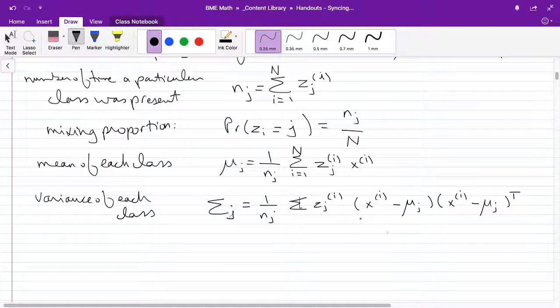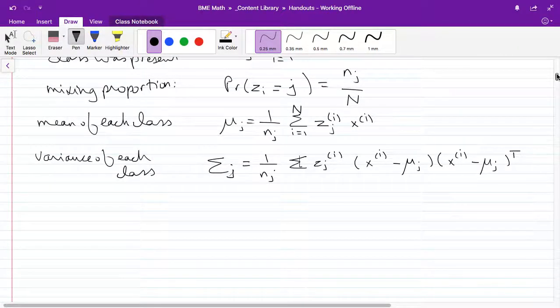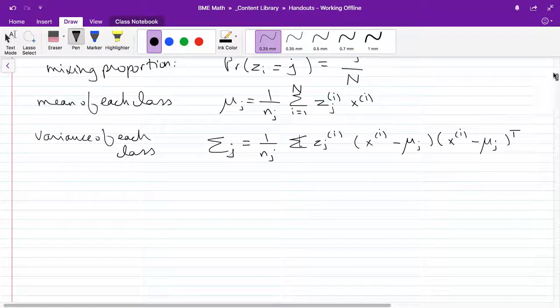So if your data was labeled, then you could find the prior probability of a particular class, the mean of that class, and the variance of that class, and that's how you would do it. All right, but your data is not labeled. So what does k-means do?